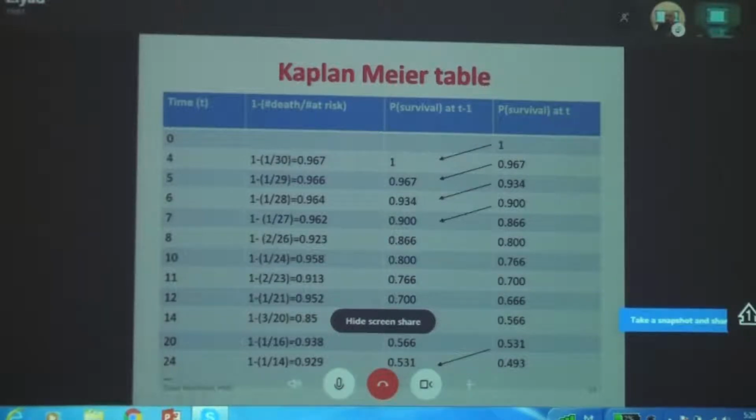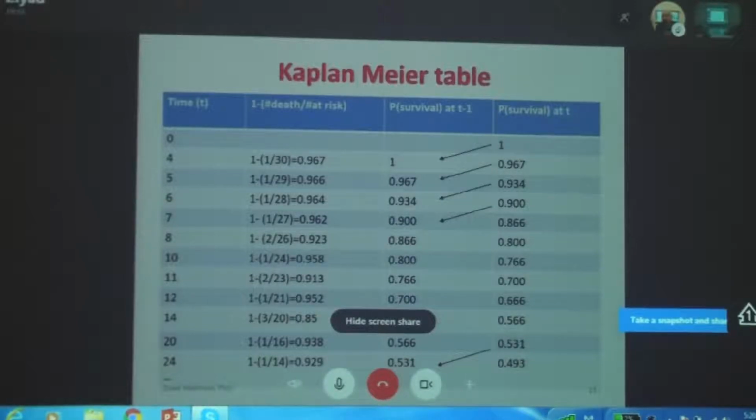So at 20, we say it's 1 minus, there was 1 death at 20 divided by 16 remaining in the study, or at risk. And then you multiply by the prior probability and you get 0.551 and so on.